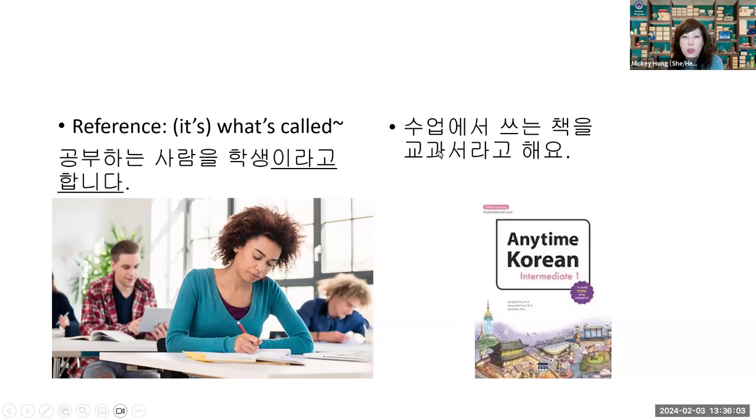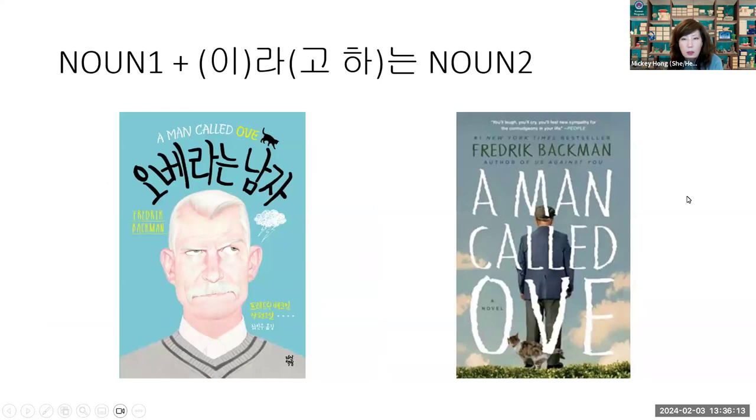수업에서 쓰는 책을 교과서라고 해요. A book that is used in class is called textbook, 교과서. Often you have book titles using this grammar. 오베라는 남자. The name Ove ends in vowel, so 라는 남자, man called Ove.